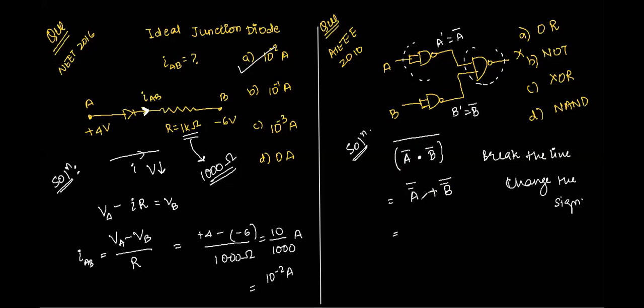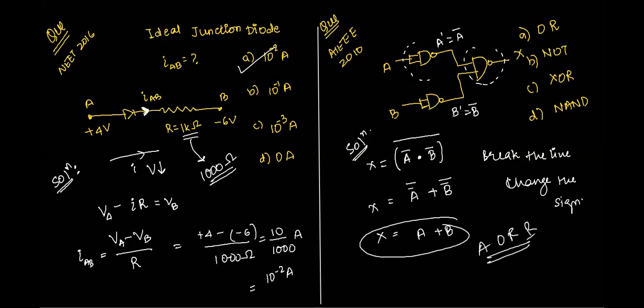Now, not of not will give you the terms. They will cancel out each other. Oh, this is so simple. That means X was nothing but A or B, right? This is A or B. Great. Excellent. Very good. So, you have option A as your answer.